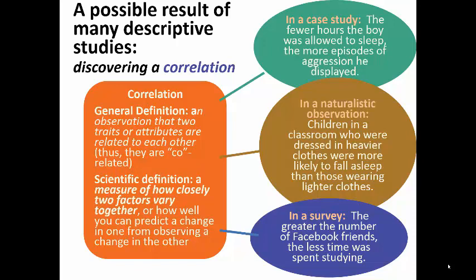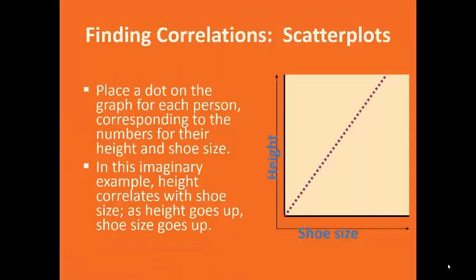So, for example, in a case study, the fewer hours the boy was allowed to sleep, the more episodes of aggression he displayed. In a naturalistic observation, children in a classroom who were dressed in heavier clothes were more likely to fall asleep than those who were wearing lighter clothes. And in a survey, the greater number of Facebook friends, the less time was spent studying. So these are just examples, they're not actually necessarily true.